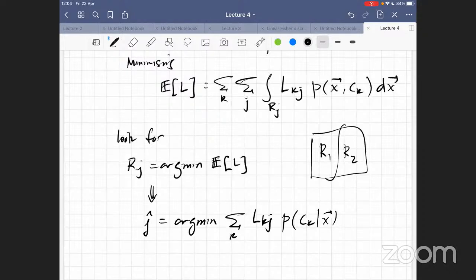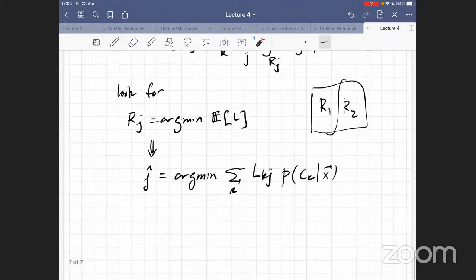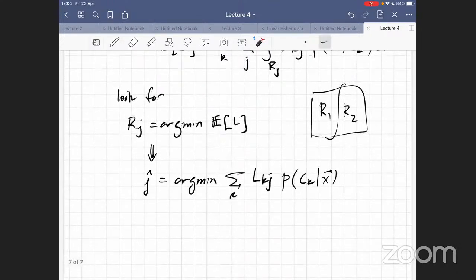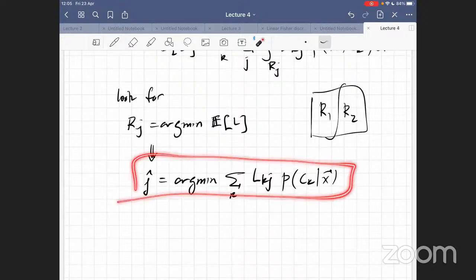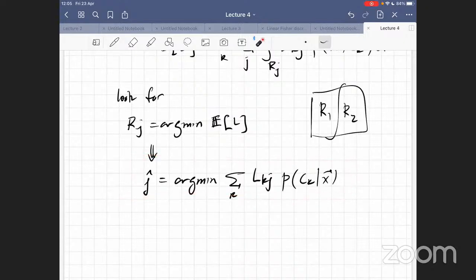So going from here to here is nothing. It's just re-expressing the joint by this conditional times this one. But this is the same for all regions, so it can be dropped. And by doing this, you are actually realizing what is the convenience of making a probabilistic approach, because this is the object. This is the object you are after.